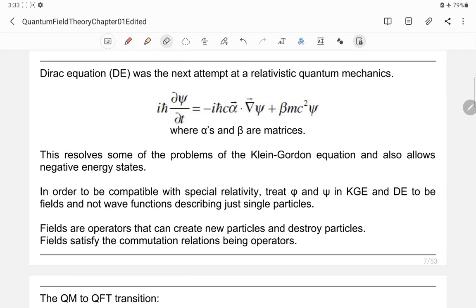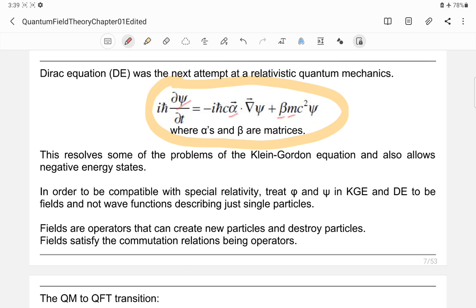The next attempt was the Dirac equation here, where again your psi here are the fields, and the m is the mass of the particle, and the alphas and the betas here are matrices. In fact, they are 4 by 4 matrices, and the psi are actually a 1 by 4 column matrix.